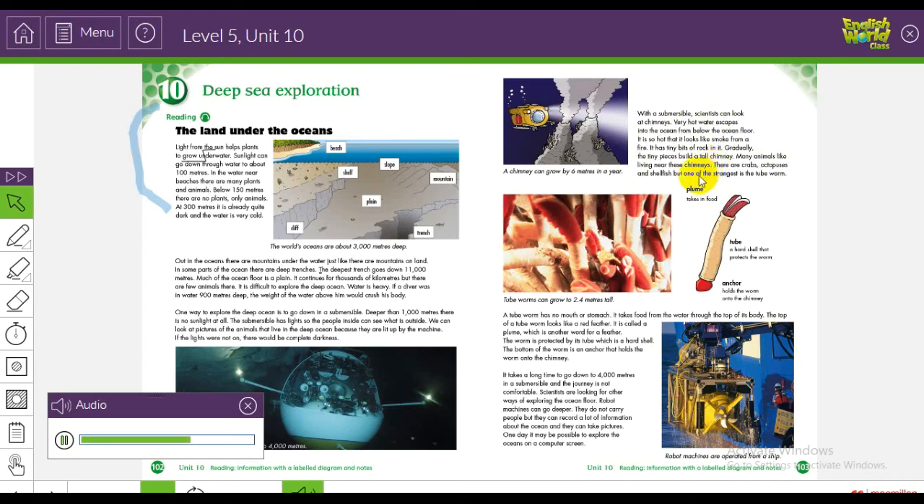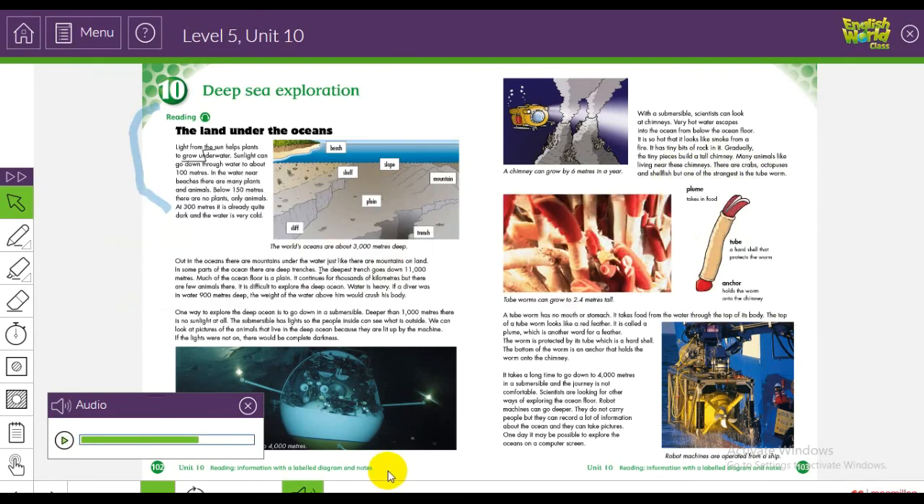Many animals like living near these chimneys. There are crabs, octopuses, and shellfish. But one of the strangest is the tube worm. Tube worms can grow to 2.4 meters tall.